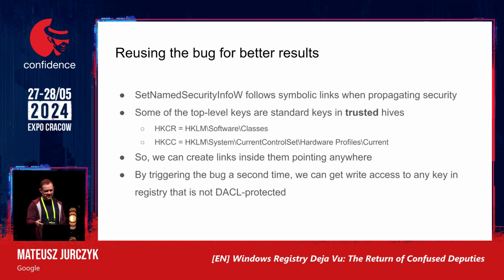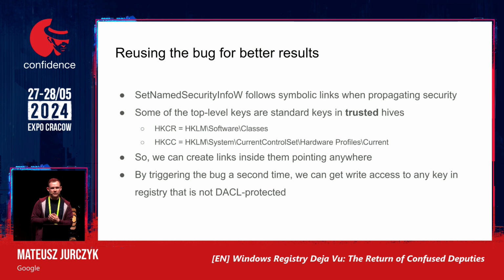And at the same time, some of the top-level keys are standard keys in trusted hives. So for example, HK classes root is effectively HKLM software classes, and HK current config is some other key in HKLM system. And the nice thing is that if you have a symbolic link in a trusted hive, so a hive within HKLM system or software, you can have that symbolic link point anywhere in the registry.